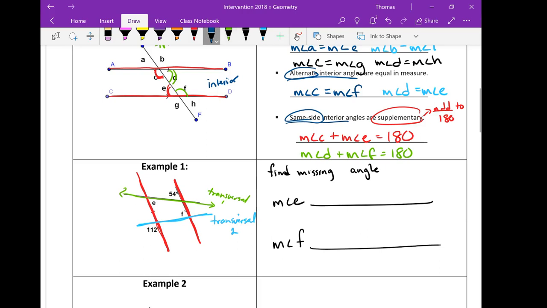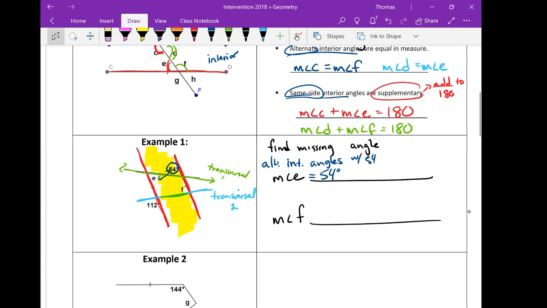So I look at this first one, I know 54 is right there. So let's see what relationship 54 has to the angle we want. Well, it looks like we're in the interior here. This is between our two parallel lines. And E and 54 are on opposite sides, so it's going to be alternate. So it's an alternate interior angle. Alternate interior angles with 54. Well, that means they're the same, so the measure of angle E equals 54 degrees.